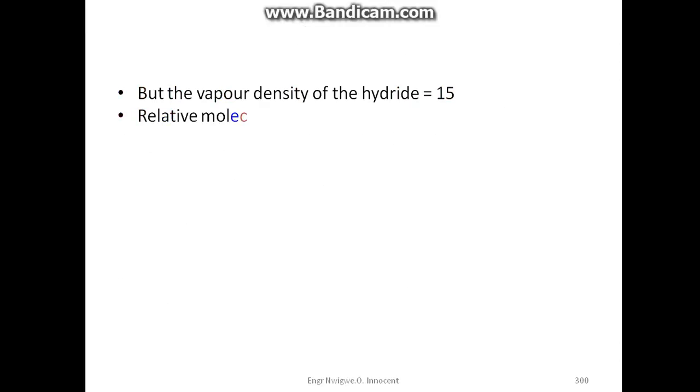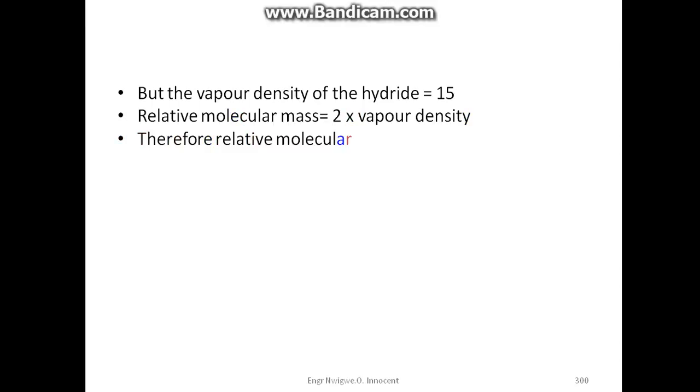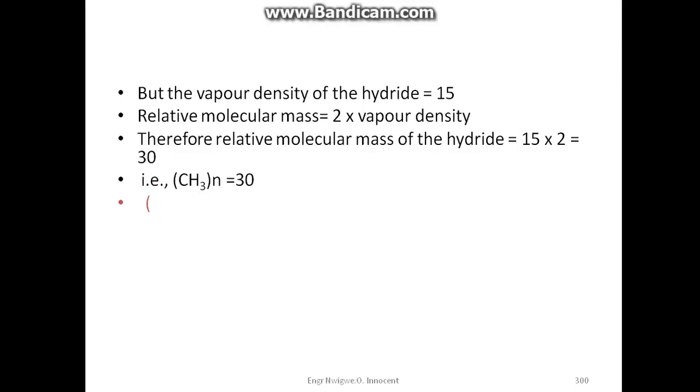But the vapor density of the hydrocarbon is 15. Relative molar mass is equal to 2 times vapor density. Therefore, the relative molar mass of the hydrocarbon is 15 times 2, which is equal to 30. That is, (CH3)n is equal to 30. Therefore, 12 plus 3n, that is 15n, is equal to 30. n is equal to 30 over 15.